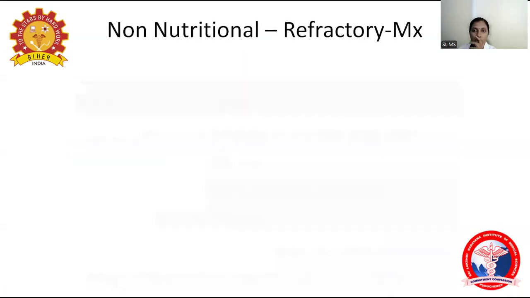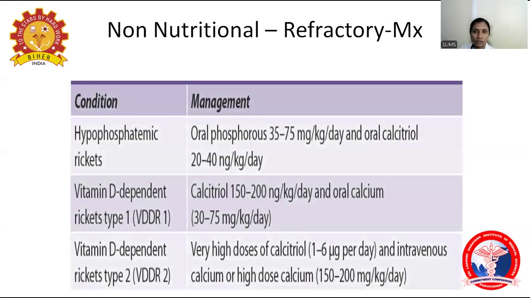But in case it is non-nutritional or refractory rickets as the cause, and we saw the table column, if it is the hypophosphatemic part alone, or everything else is okay, you have to give oral phosphorus of 35 to 75 milligram per kg per day with oral calcitriol at 20 to 40 nanogram per kg per day. Okay, calcitriol is different from the vitamin D3 cholecalciferol we are giving. That is international units. This is nanograms.